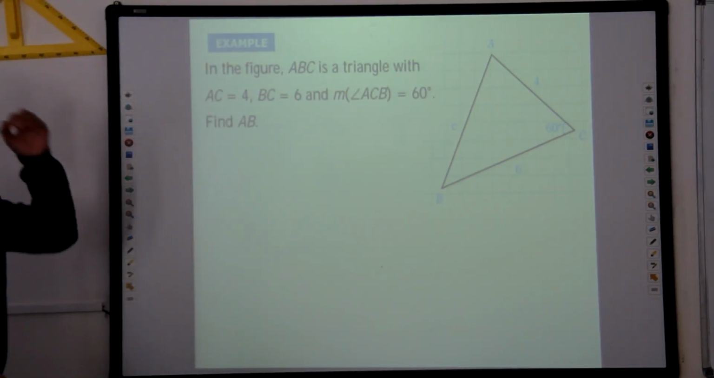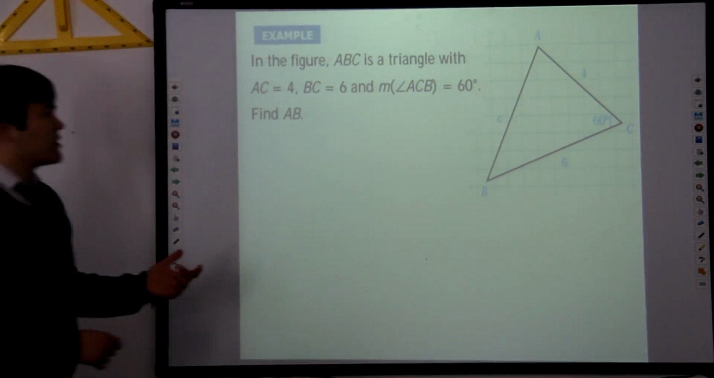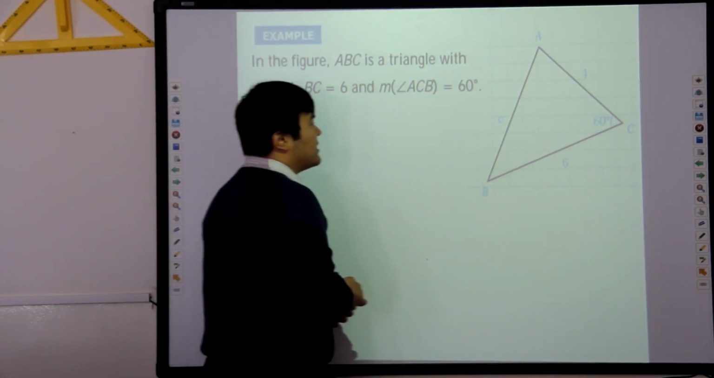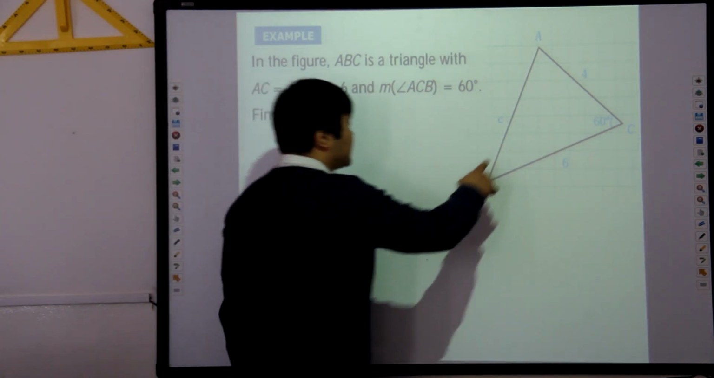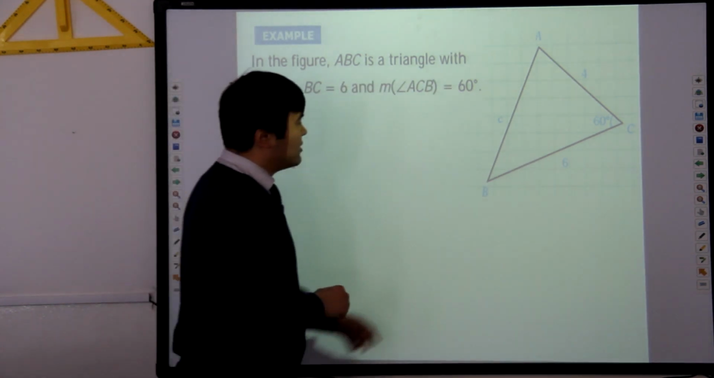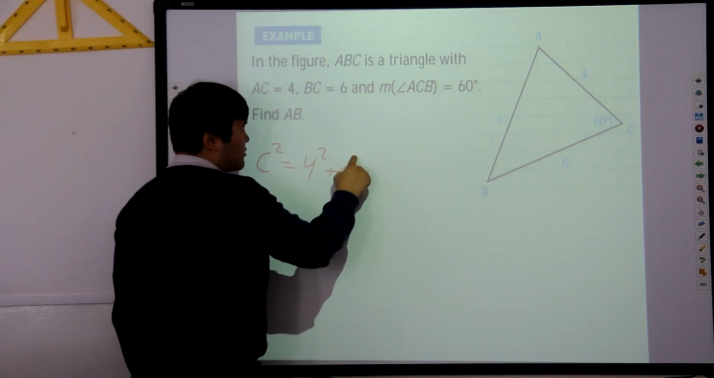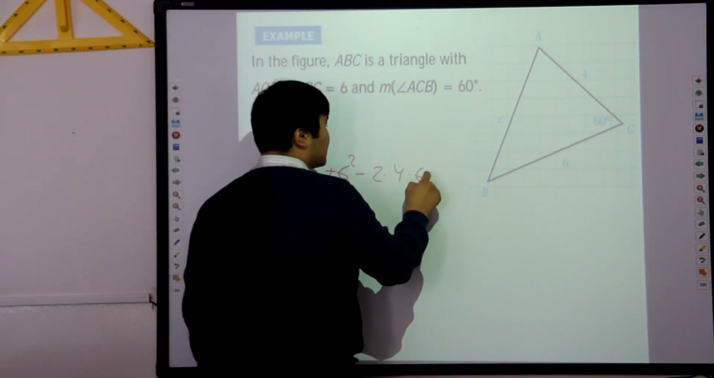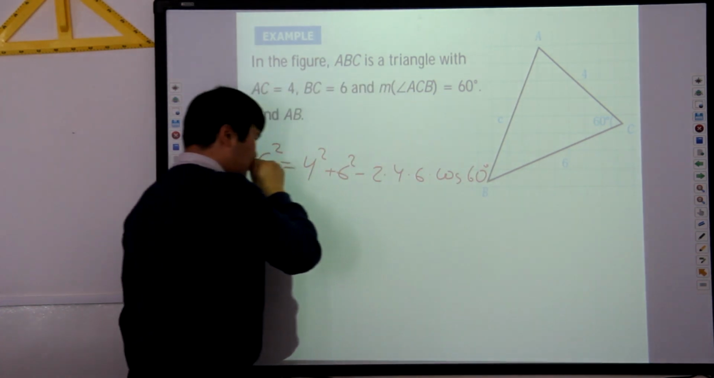Okay, now let's solve this kind of problem. In the figure, ABC is a triangle with AC equal to 4, BC equal to 6, and angle ACB equal to 60 degrees. Now, find AB. To find this side, what's the theorem? c squared is equal to a squared plus b squared minus 2ab cosine C: 4 squared plus 6 squared minus 2 times 4 times 6 times cosine 60.